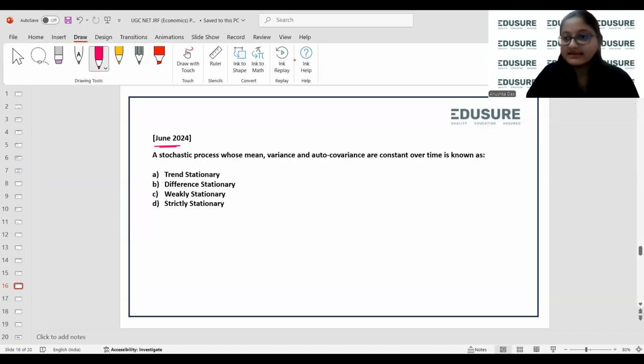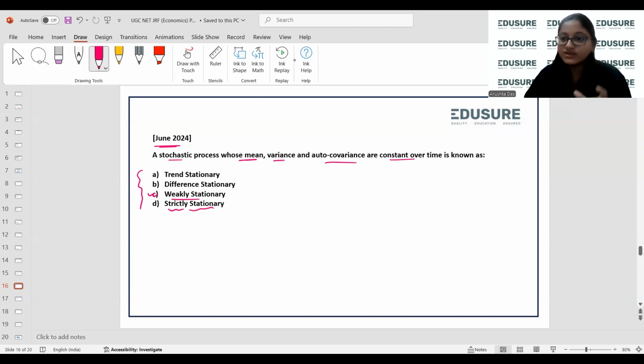See here, these are the four options that you have: trend stationary, difference stationary, weak stationary, fixed stationary. The question was: a stochastic process whose mean, variance and auto covariance are constant over time. Only if the statistical properties are constant over time, which means they are not varying with time, it will be weakly stationary. This is the definition of weak stationarity. But what happens if the process itself is not changing over time? Then it will be strictly stationary.